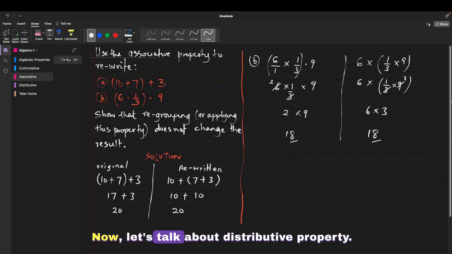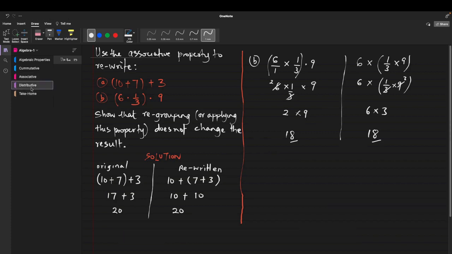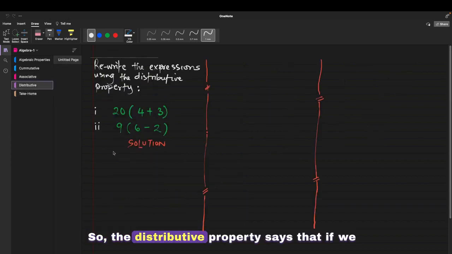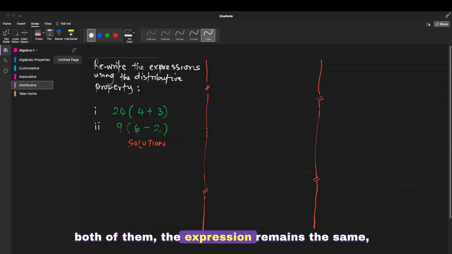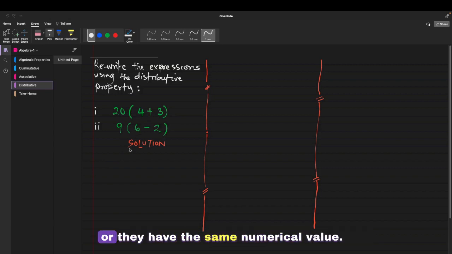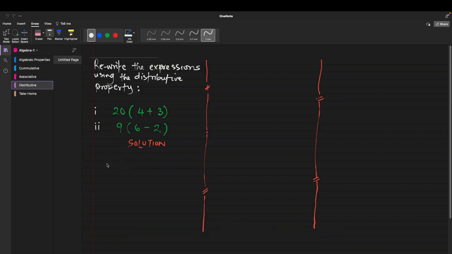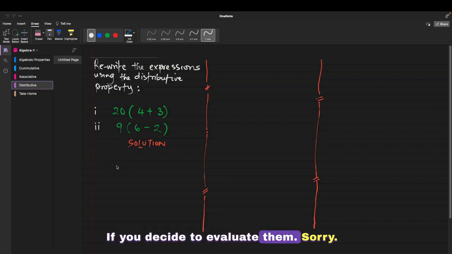Now, let's talk about distributive property. So the distributive property says that if we share the number outside of the bracket across both of them, right, the expression remains the same, or they have the same numerical value if you decide to evaluate them, sorry.